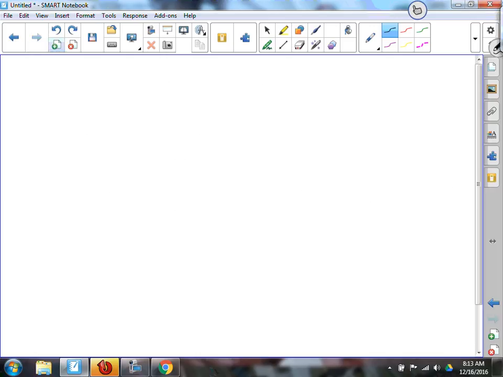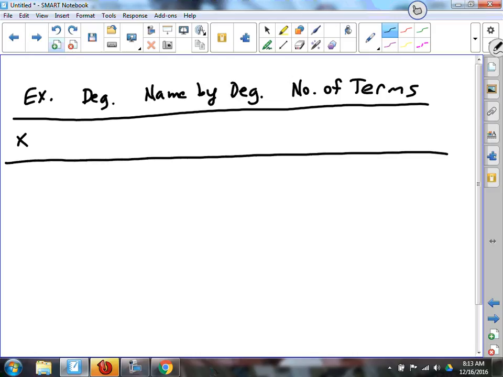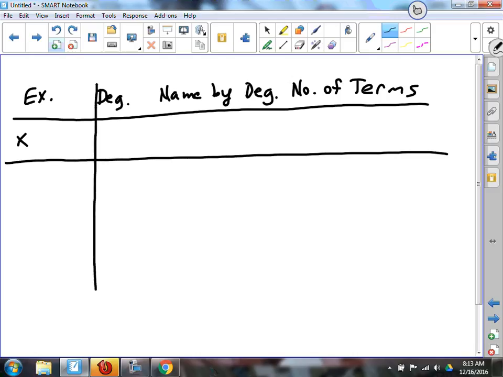So, name by degree. I guess we need an example: the degree, the name by degree, and the number of terms. So we're going to have a table here. This first polynomial we're going to look at is going to be x. That's it, just x. So what's the degree of that? The degree is the largest exponent that shows up. What is it? 1.